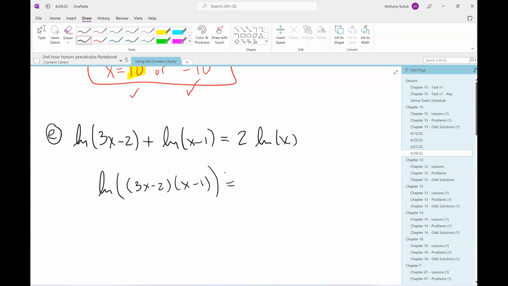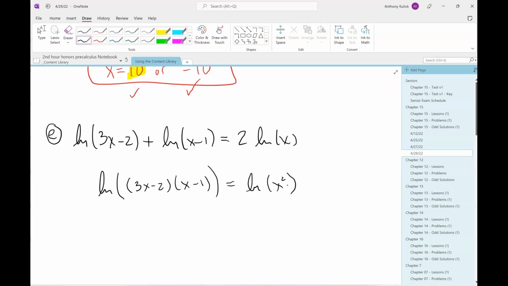I think that's the natural log of x squared. I can use the power property to rewrite that as the natural log of x squared. You said it right. Cool. Is everybody happy with what I did there?